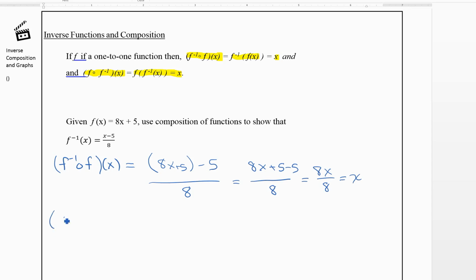Okay, now we need to check f composed with f inverse of x. So we're going to take f, which is 8x plus 5, and where the x is, we're going to plug in f inverse, (x minus 5) over 8. Now this is like 8 over 1, so the 8's cancel out, and we have x minus 5 plus 5. The negative 5 plus 5 becomes 0, we just get x. So here, both directions, doing f inverse composed with f and f composed with f inverse, when we simplify, we just get x. So that means they are inverses of each other.